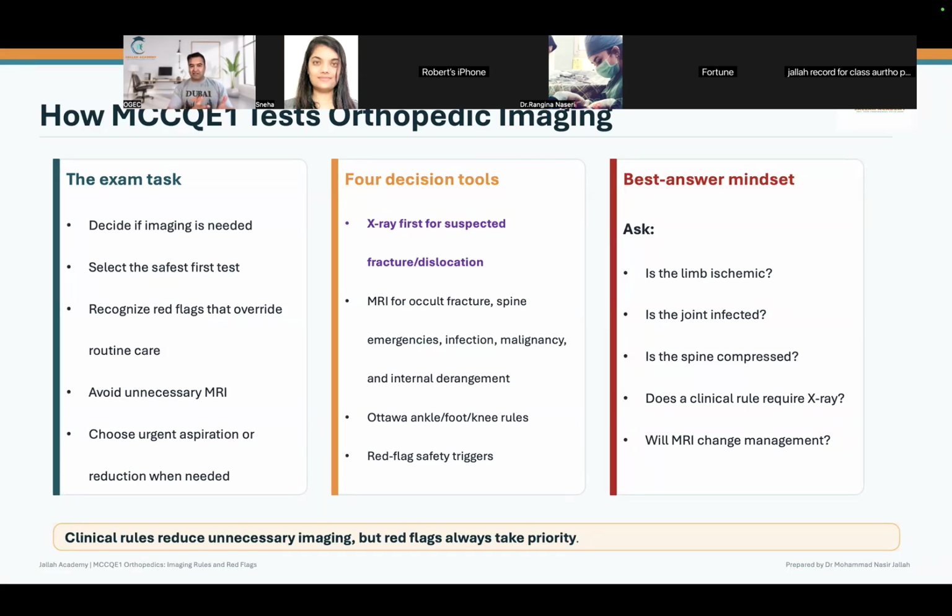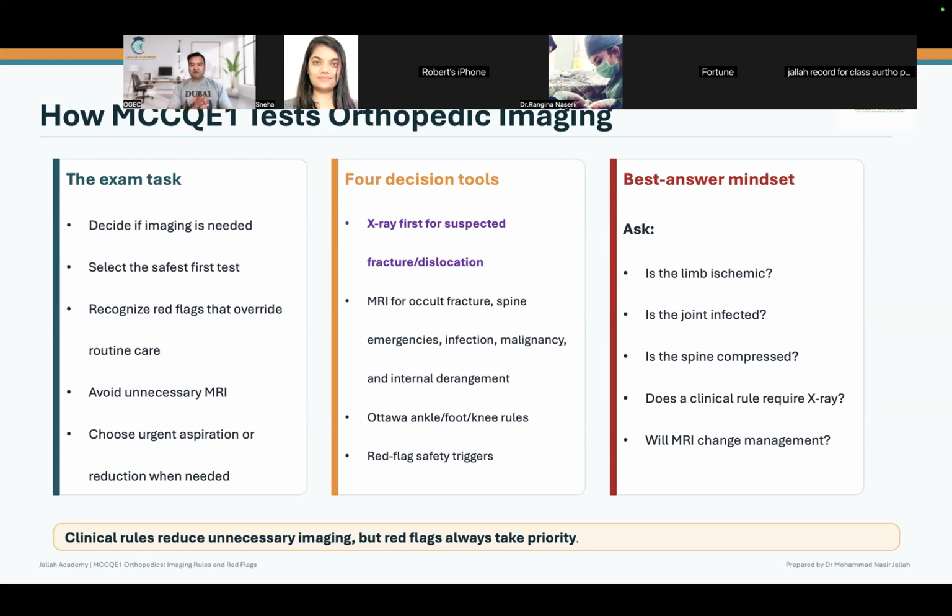So for the exam in MCQ1, how does MCQ1 test orthopedic imaging? The first and most important thing for you as an IMG when you have a station should be: is imaging needed for my patient or for this condition or for this clinical vignette that I'm doing? Is it needed or not? And if it is needed, what is the safest imaging? In most cases, it might be ultrasound and X-ray, and X-ray would be more for the orthopedics, right?